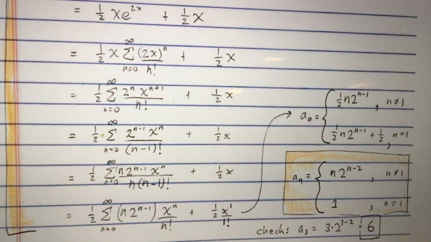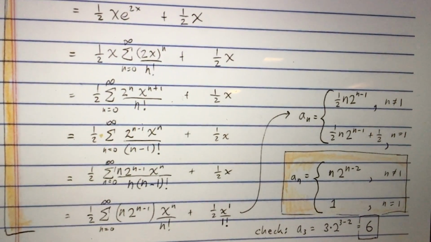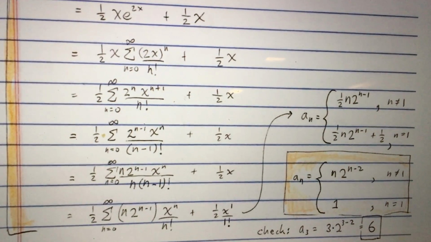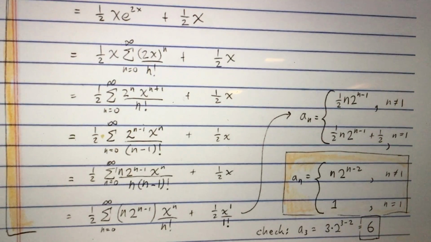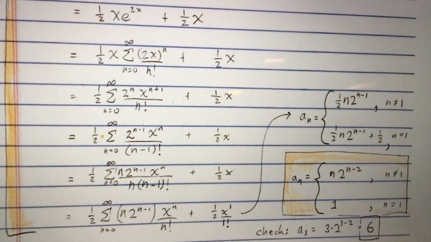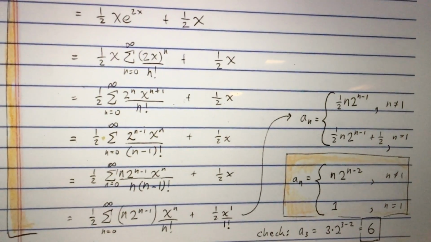And you can check for several of the values of n since we worked them out above. And for 3, for instance, if you plug in 3, it's not equal to 1, so you use 3 times 2 to the 3 minus 2, which gives me 6, which is what I expected.